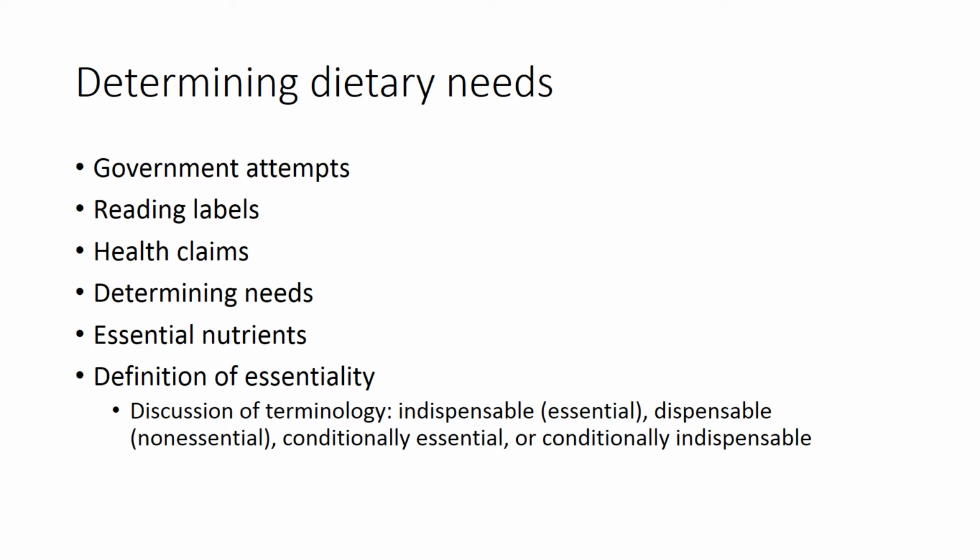We're going to talk about how you can read labels, the nonsense that occurs with health claims on labels, along with how we're going to figure out the basic needs for individuals, what we're considering essential and non-essential, and how we're going to define that. So when it comes to essentiality, we've got indispensable, which means there's no questions asked. We're always going to need it, along with dispensable, meaning, yeah, we don't really need it, like cocaine.